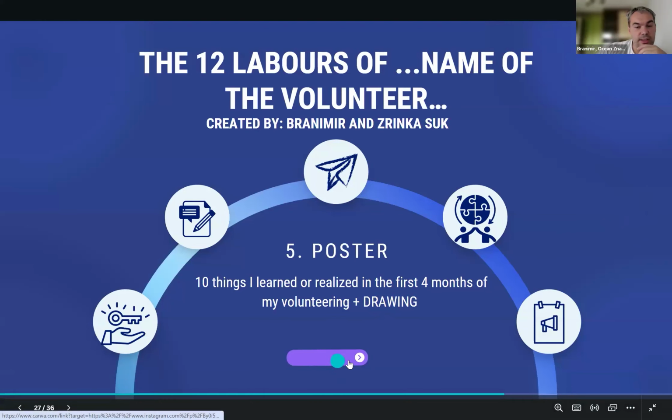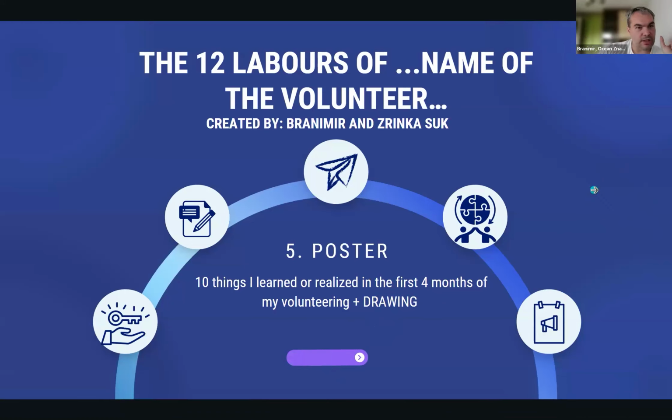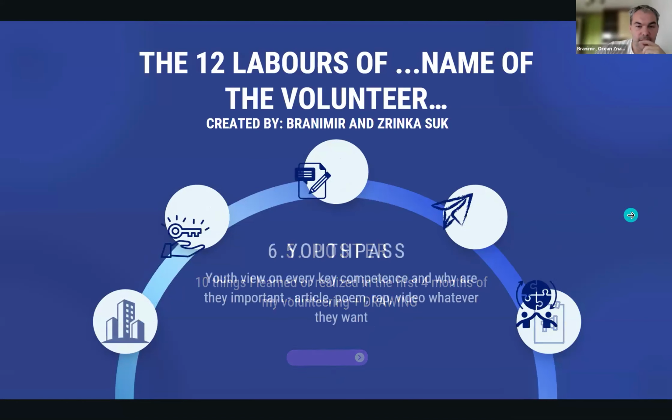And you see these little things here, this purple thing. This is actually a link. So when you get the presentation, you can click on these links and you can check out how these things look like.